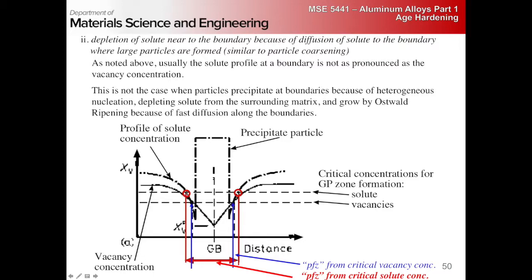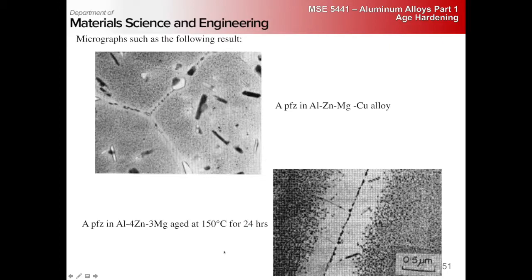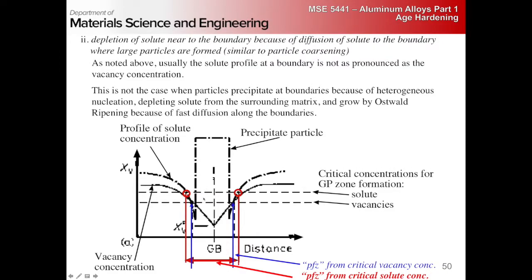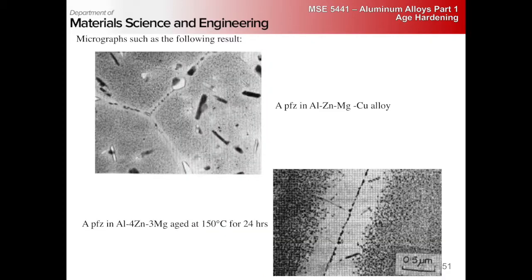And this happens, in this case, our critical solute that we need for nucleation of GP zones falls below the critical value. Our solute concentration falls below the critical value required to nucleate particles faster than our excess vacancy contribution falls. So we have a wider precipitate free zone due to the presence of secondary phase formation at the grain boundary.